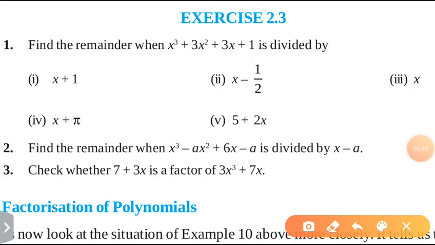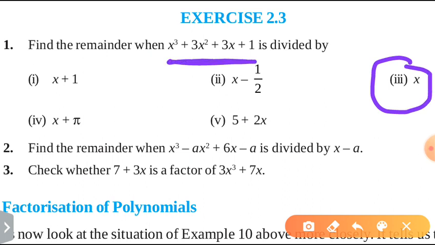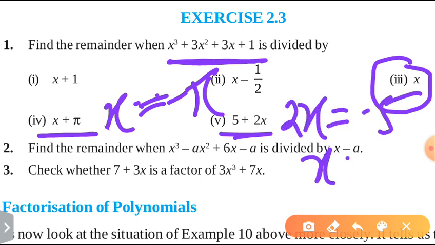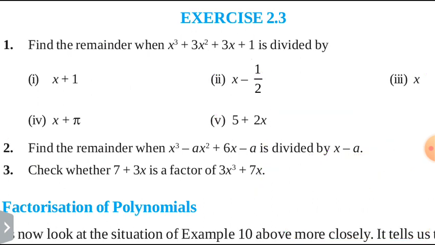Similarly, for the part in that case, you will put x equal to 0 in this polynomial, and in that case you will put x equal to minus pi, and similarly in that case you will find out 2x equal to minus 5, then x equal to minus 5 upon 2. Minus 5 upon 2 you will substitute in this polynomial, and this will be the final remainder.